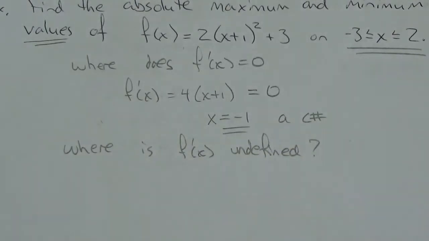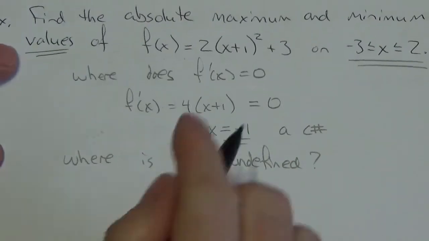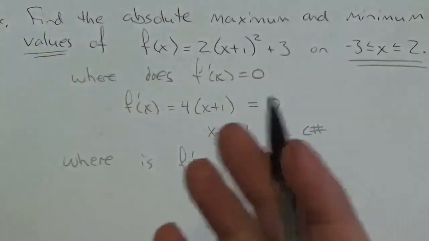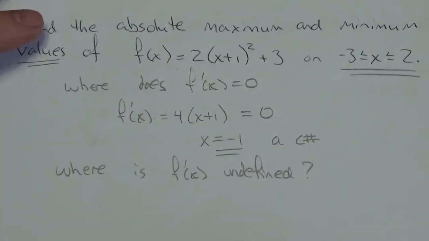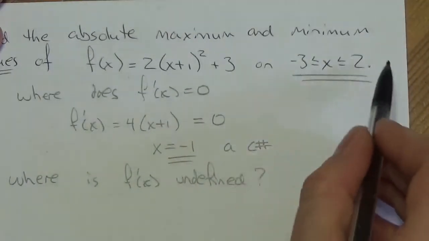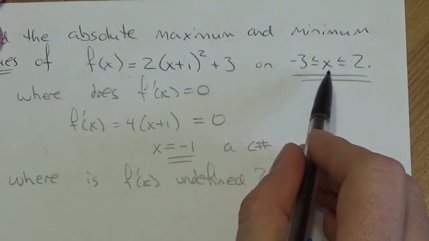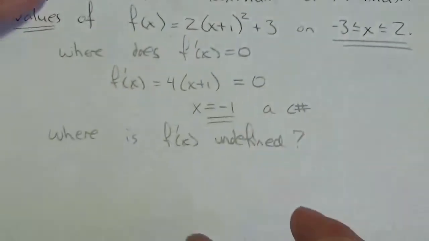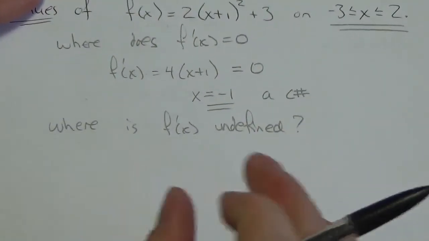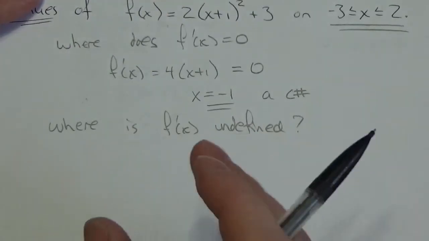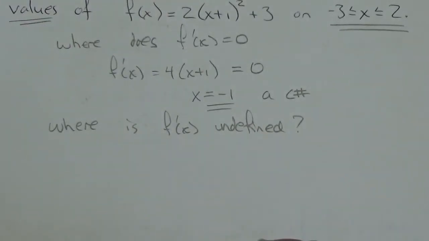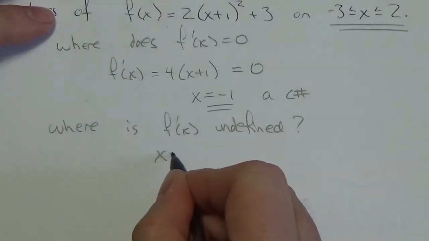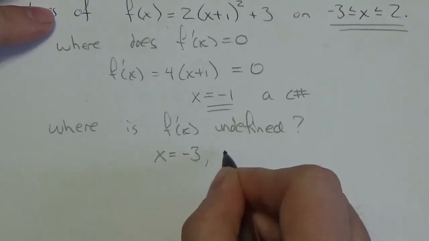Now that might seem like a bit of a silly question at this point because it's a polynomial. You think, well, it's not undefined anywhere. Oh, but it's only defined on the interval -3 to 2. So I've got endpoints here, and a derivative cannot be defined at an endpoint. So therefore, I've actually got two others.